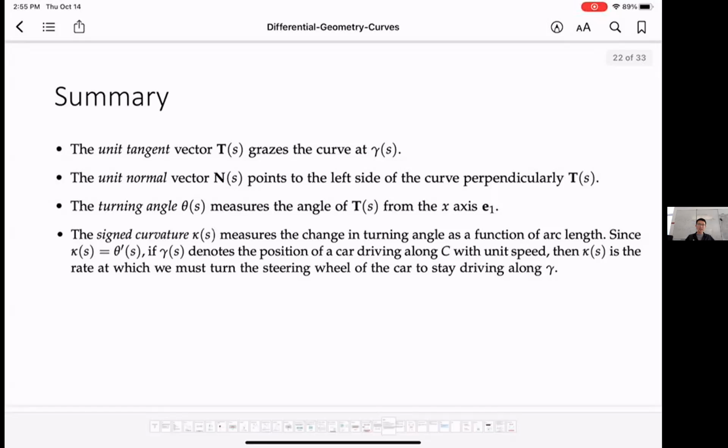Basically, this is saying once I change a small unit in terms of the arc length, then this kappa(s) gives me how my theta changes, right? So imagine I'm driving a car along this curve C, then this kappa(s) tells me how much I should turn my steering wheel so the car can stay on the curve.